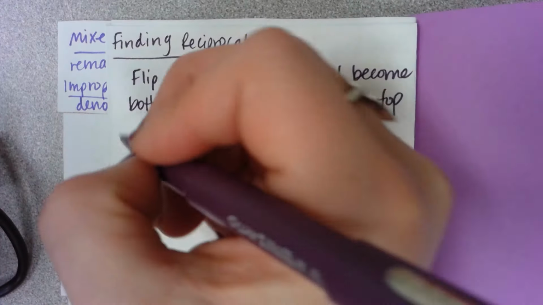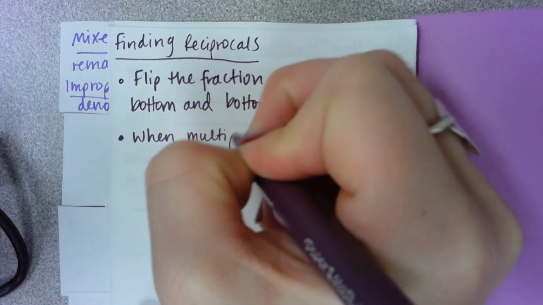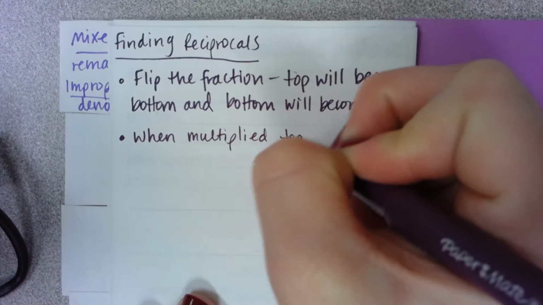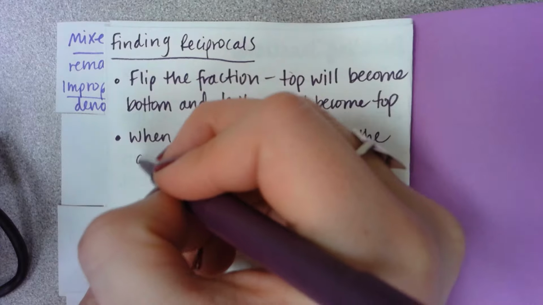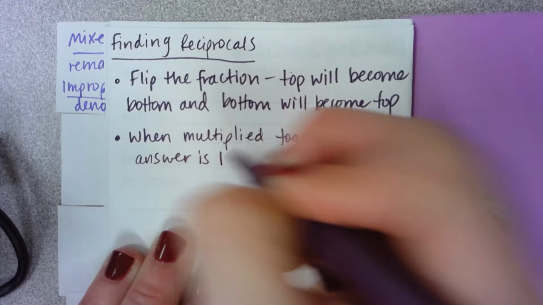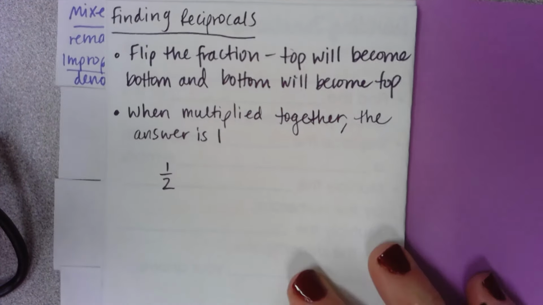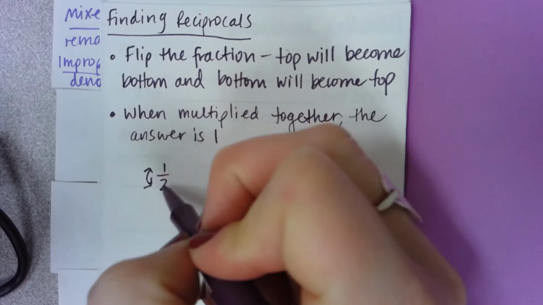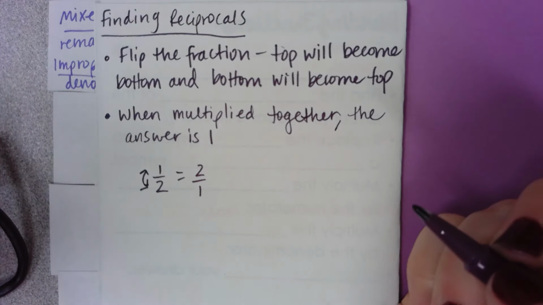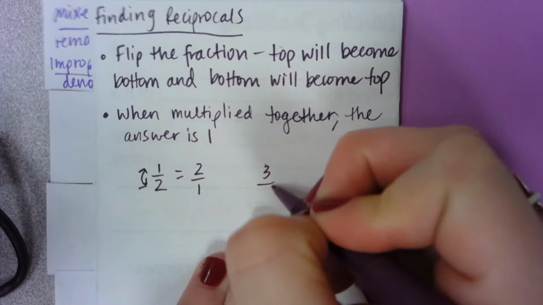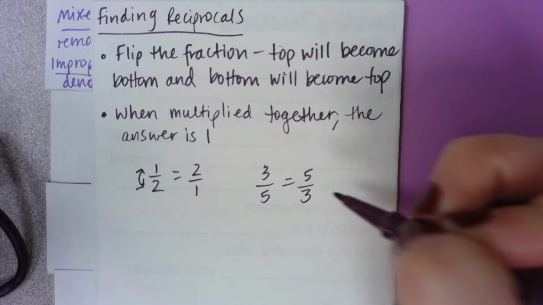So when multiplied together, meaning the original fraction and its reciprocal, the answer is 1. Okay, here are some examples. If you're given the fraction 1/2 and it's saying find its reciprocal, you're going to put the bottom at the top and the top at the bottom. So the reciprocal of 1/2 would be 2/1. The reciprocal of 3/5 would be 5/3. So we're just flip-flopping the top and the bottom.